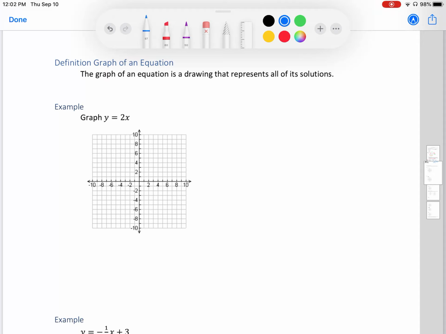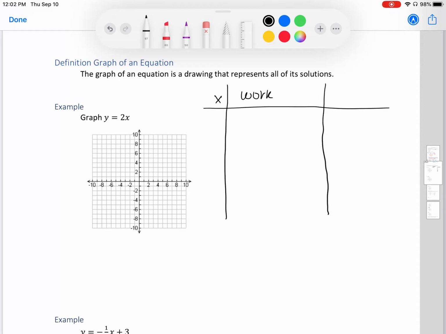So to begin, when we don't know how to graph something or how something will look, one of the best ways to go about it is to create a chart. Let's create a chart with x, give ourselves some room to show our work, and our answer will be y. All of this is to create a point (x, y).